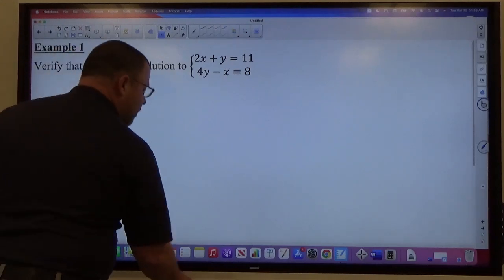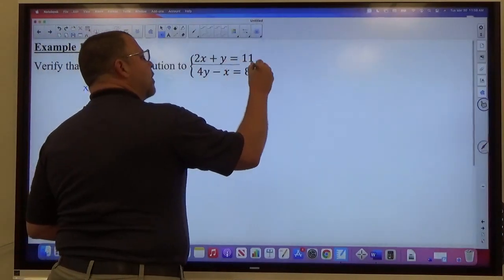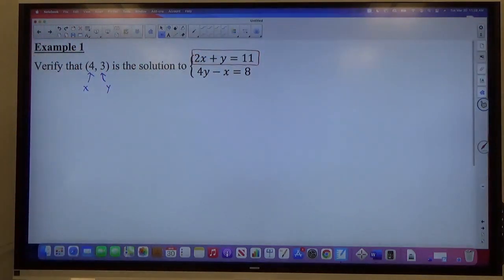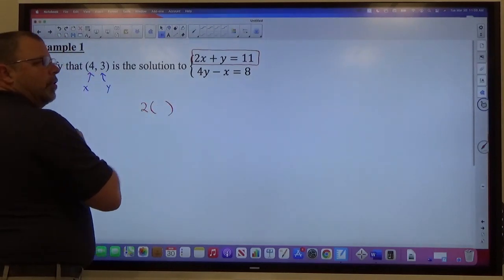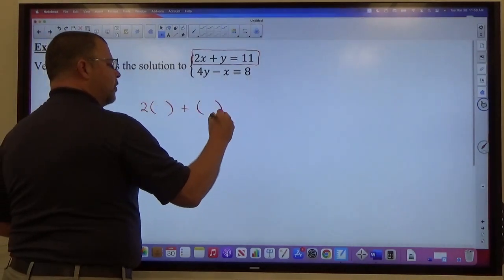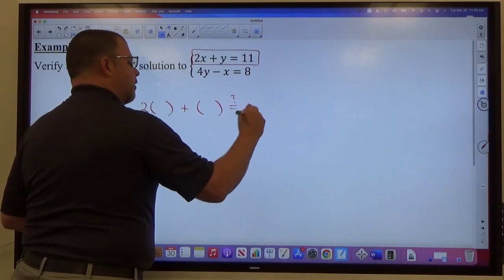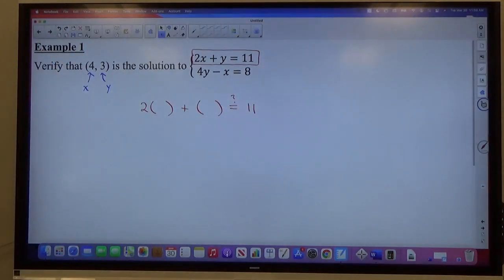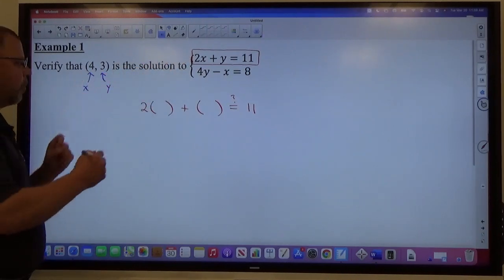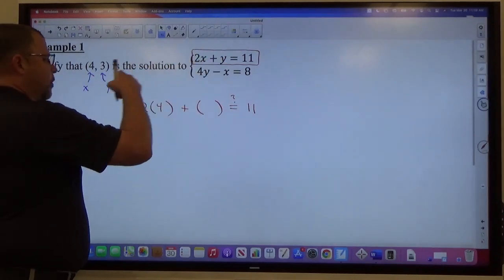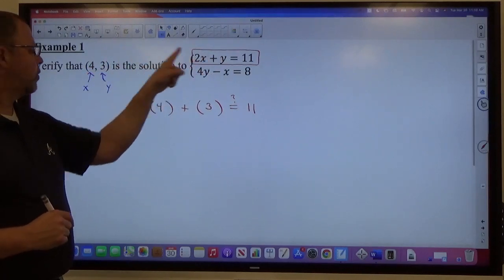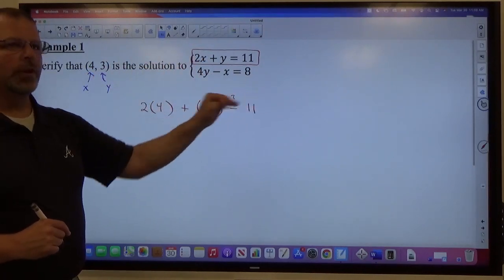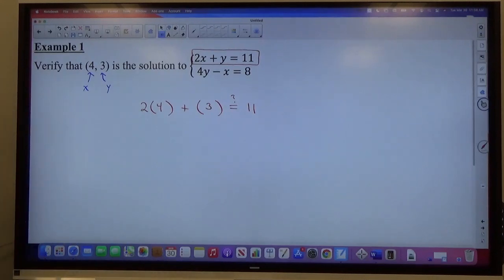So if I start off by checking this top equation, according to this, 2x plus y is supposed to equal 11. So 2x, I'm going to put parentheses for x, plus y, put parentheses for y, equals question mark 11. So we're questioning whether or not this is a true fact. And we're going to substitute for x, we're going to put 4. For y, we're going to put 3. So 2 times x, x is 4 from the ordered pair, plus y, y is 3 from the ordered pair, is supposed to equal 11. We don't know that it equals 11 yet, so we're questioning it.